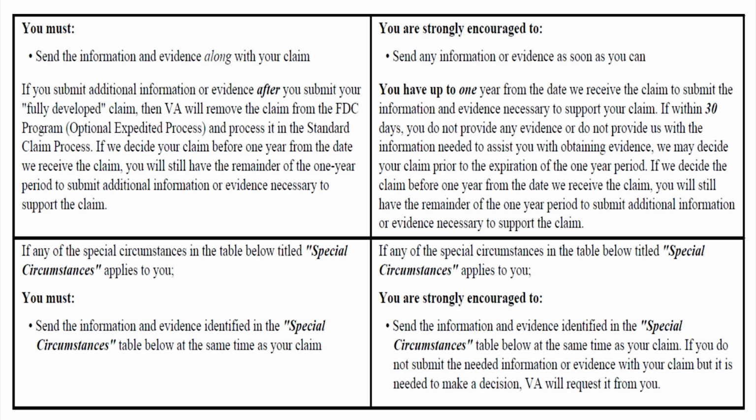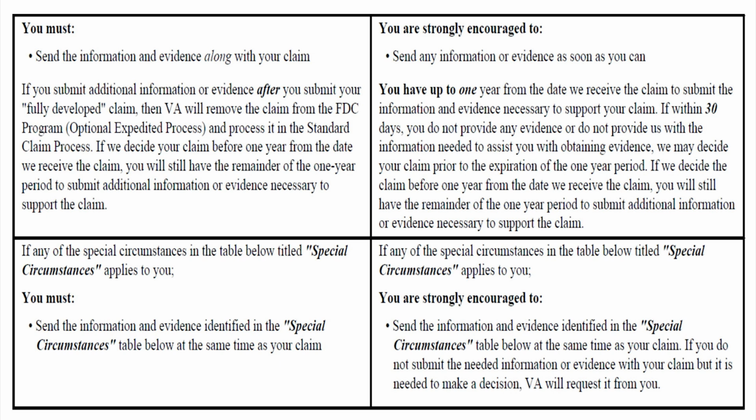You have up to 1 year from the date we receive the claim to submit the information and evidence necessary to support your claim. If within 30 days you do not provide any evidence or do not provide us with the information needed to assist you with obtaining evidence, we may decide your claim prior to the expiration of the 1 year period. If we decide the claim before 1 year from the date we receive the claim, you will still have the remainder of the 1 year period to submit additional information or evidence necessary to support the claim.